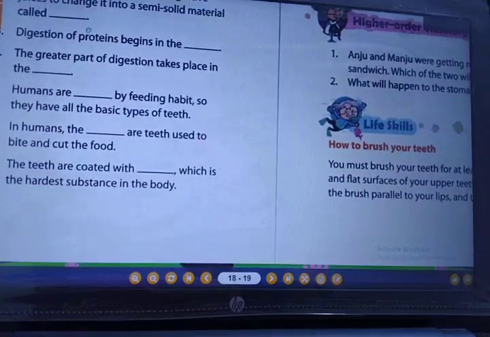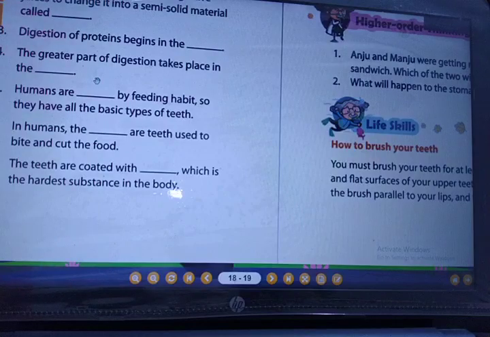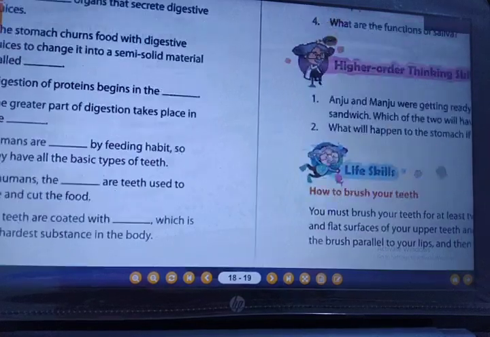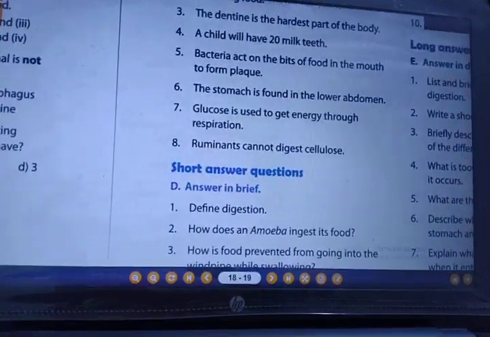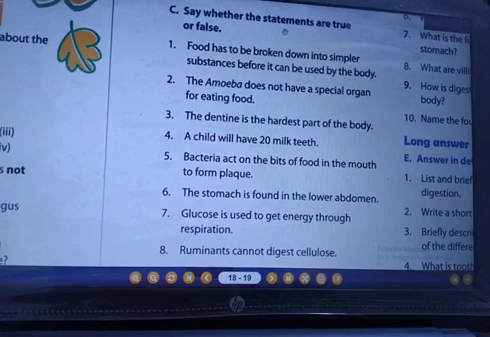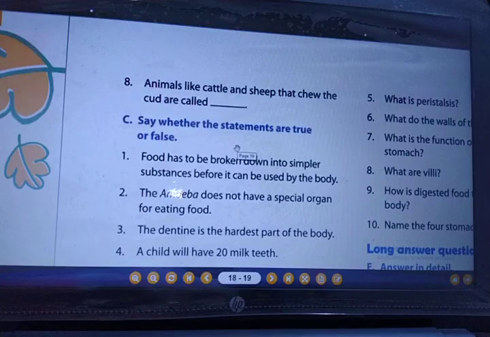The 7th question is, the teeth are coated with dash, which is the hardest substance in the body. Can you tell me? Teeth are coated by what? It's called enamel. The hardest substance in the human body is enamel. Now we are moving towards the 8th fill in the blanks. Let me show you. In animals like cattle and sheep that chew the cud are called ruminants. Okay, so this was our fill in the blanks.